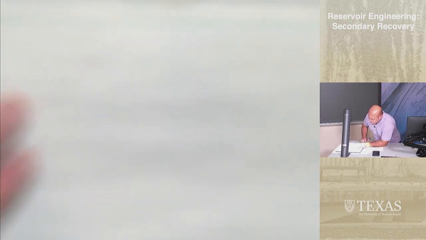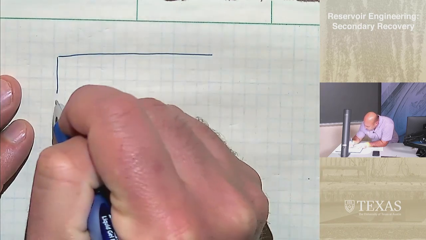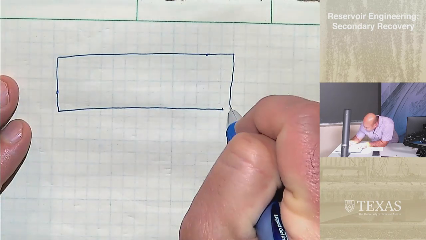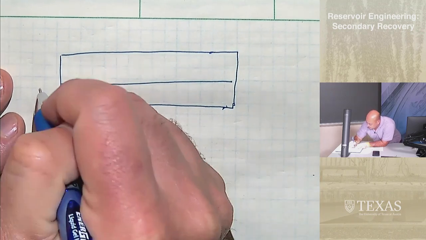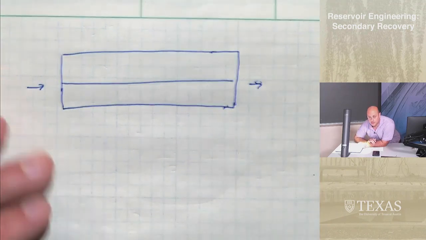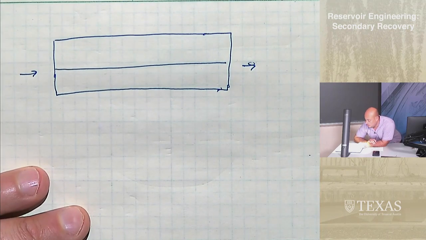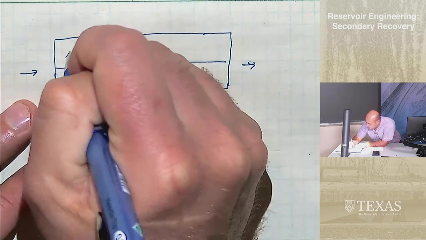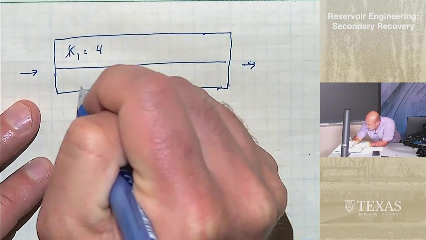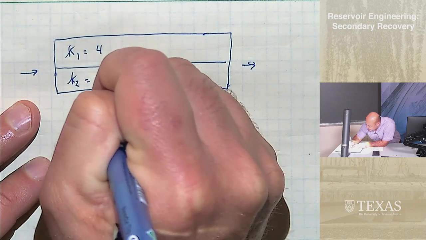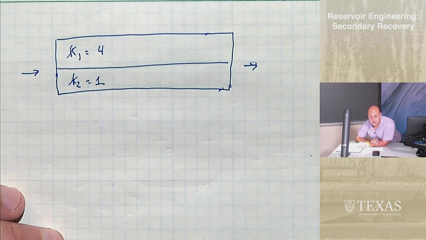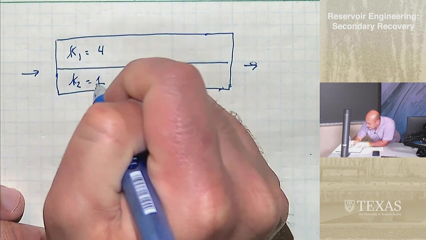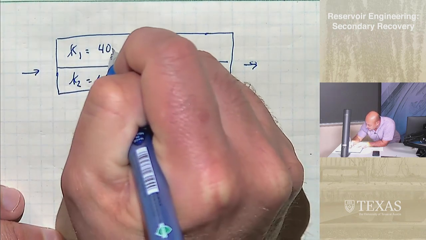So let's say we have two layers. We're injecting some sort of water phase to displace the oil. The permeability, K1, is equal to 4, and K2 is equal to 1. Initially this is saturated with the oil phase, maybe at residual irreducible water saturation, and so K1 is 4 times that. Maybe it's 40 millidarcies versus 10 millidarcies or something.